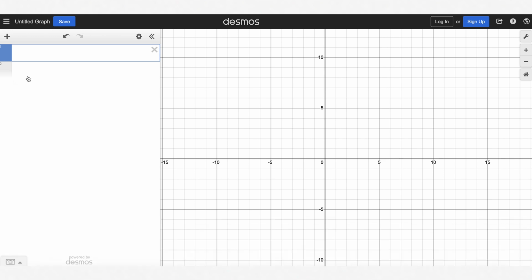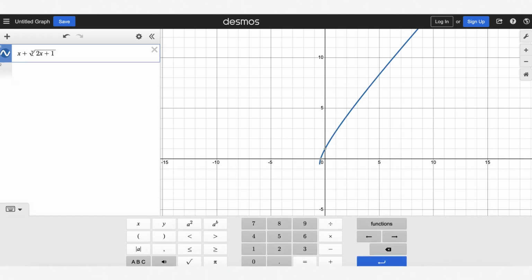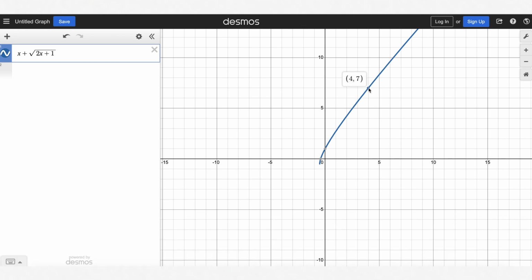And we can use Desmos to visualize this. When the function has a y value of 7, the x value is 4. And that's the only x value that gives a y value of 7. And so that's why x is equal to 4 is the only solution to this equation. And with that, I moved on to question number 6.